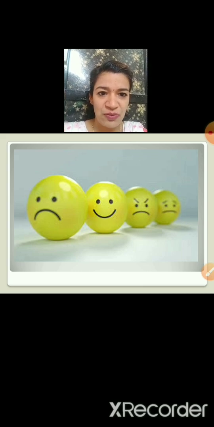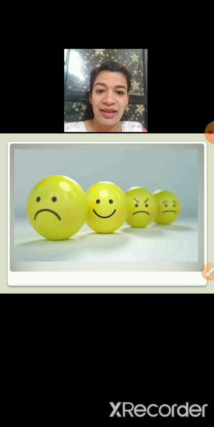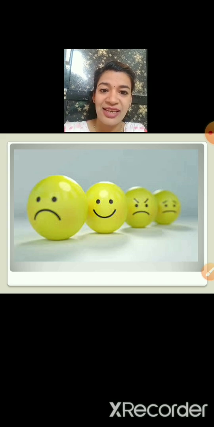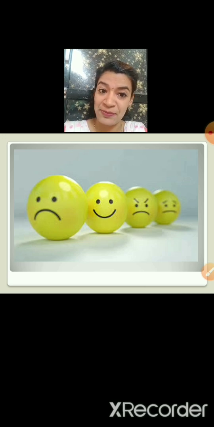Can you see this one image with many balls inside it? Now, are all the faces inside the balls the same? No, all the faces are different. One is sad, one is happy, one is angry, one is upset, right? So, all the faces are different.